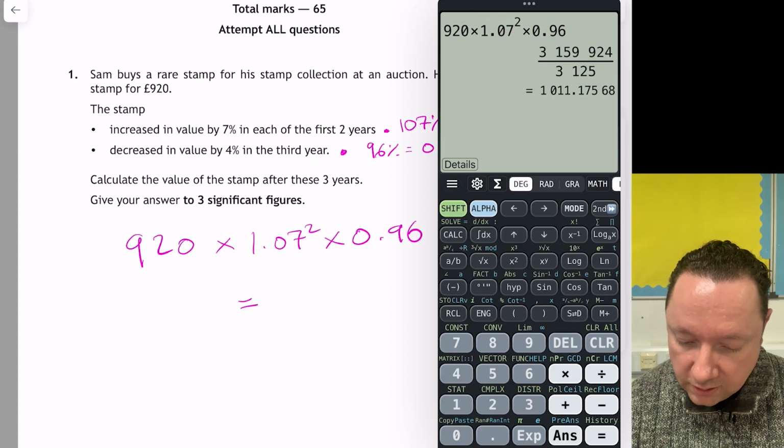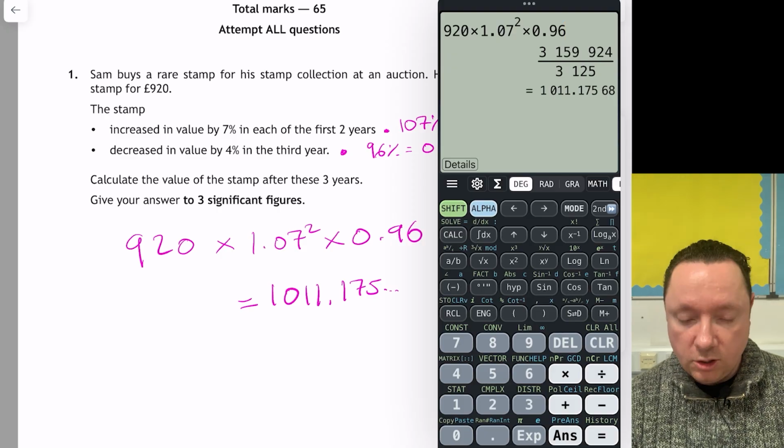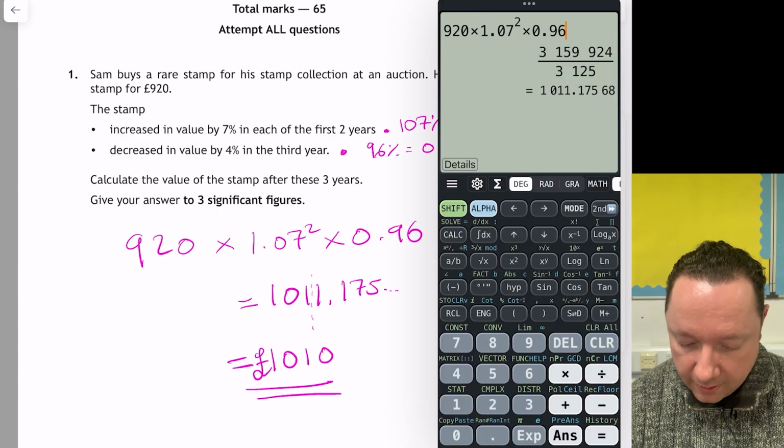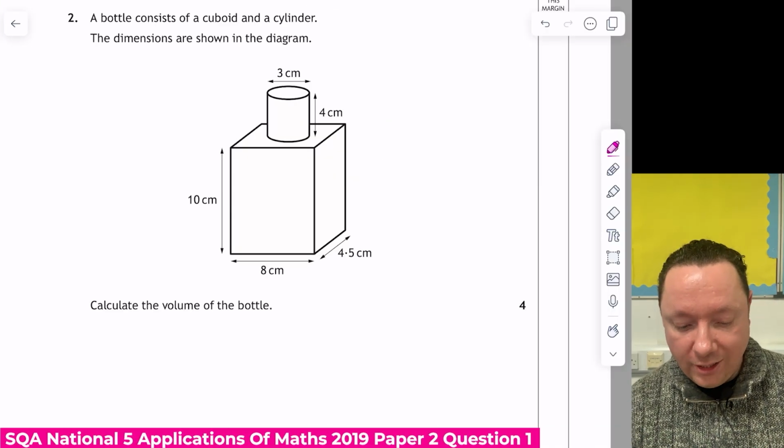And that gives us 1011.175 with a bunch of other numbers, but we have to round it to 3 significant figures. So that means I round it to the third number, which is here. So that's 101, and then 0 for the last position up to the decimal point. And we're done there.